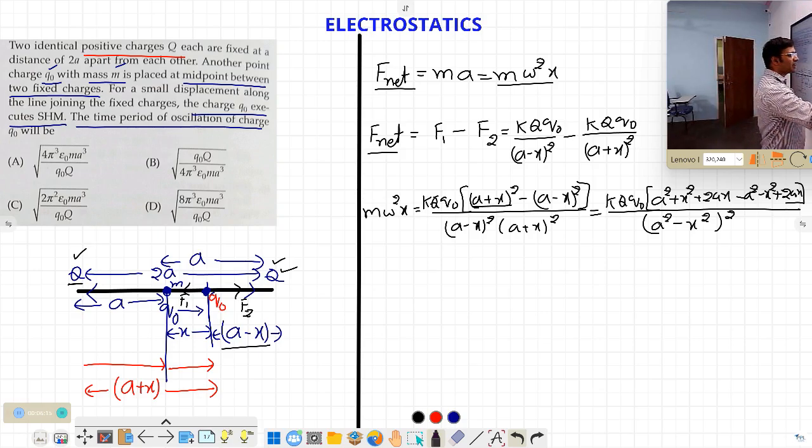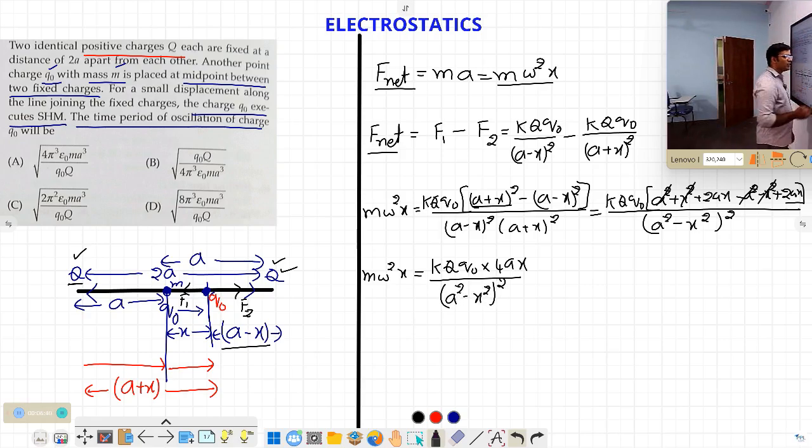Now in this case I can cancel: plus a square minus a square, plus x square minus x square cancel. So I can write m omega square x equal to, how much are you going to get, K capital Q small q naught into 4ax by, in the denominator, (a square minus x square) whole square here. So here the condition of the question, if you observe, in this case the charge q naught is oscillating. Another charge q naught with mass m is fixed between two charges. In this case a small displacement is given.